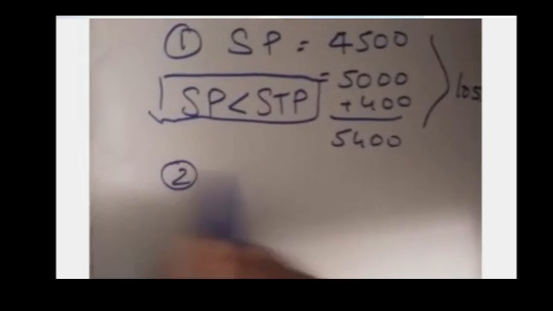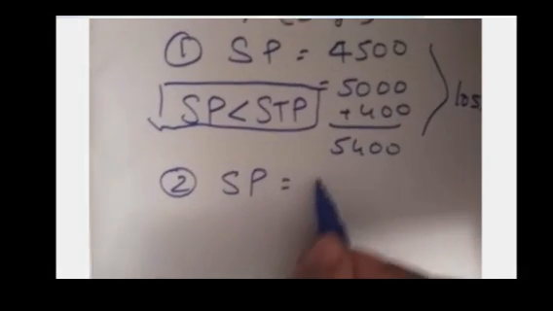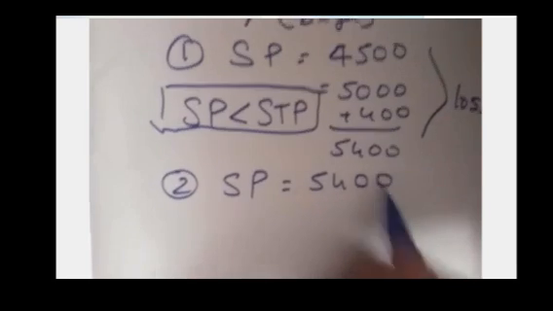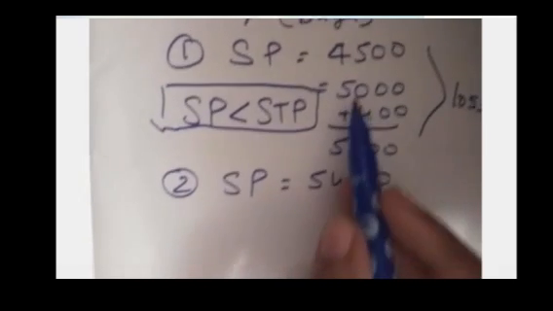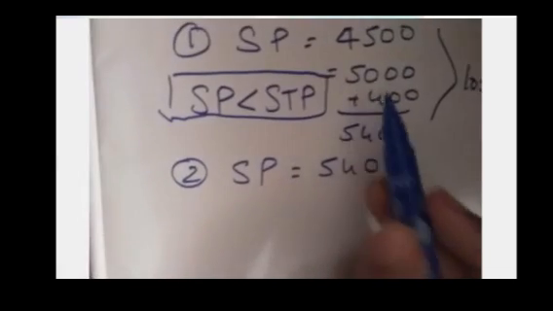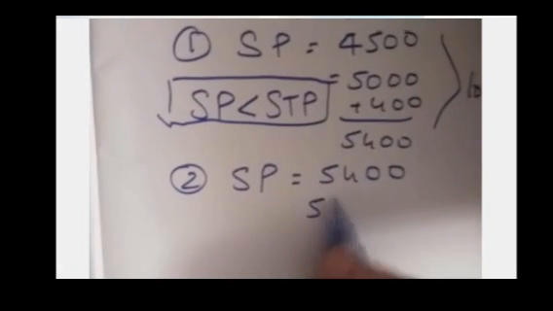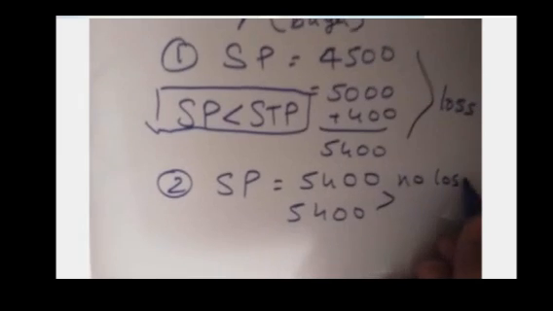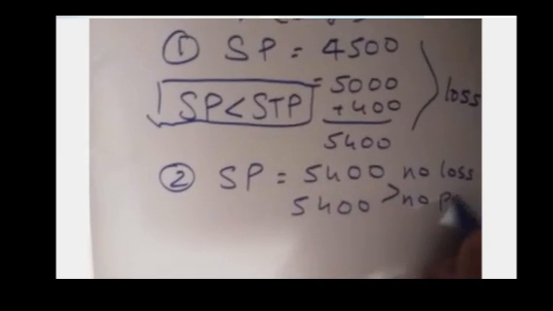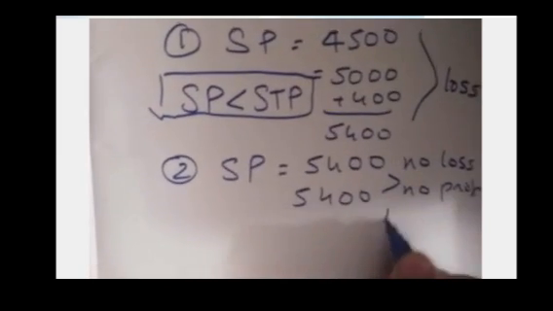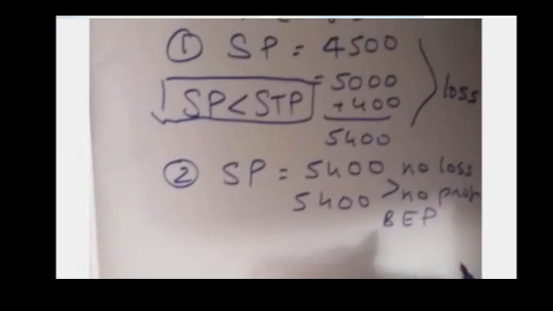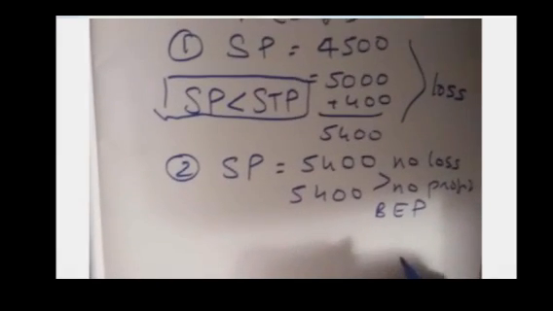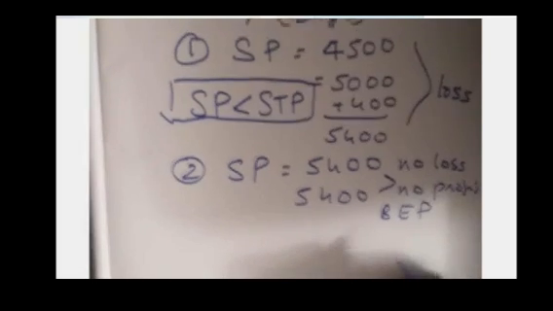Now let's see the second case. The second case is when the spot price is 5,400. The amount he has to pay is 5,000, that is the strike price, plus the premium, so 5,400. So here is a no loss, no profit situation, or we can say it is the break-even price. Here neither the buyer nor the seller will have any profit or any loss.